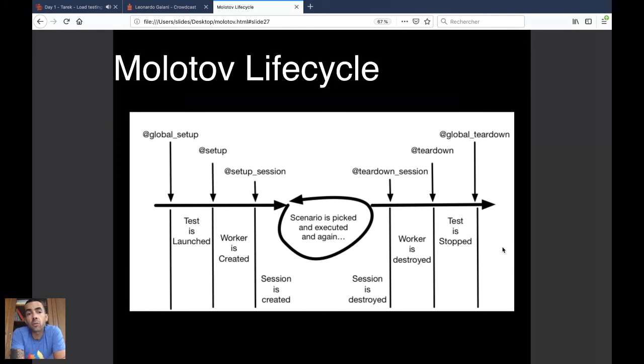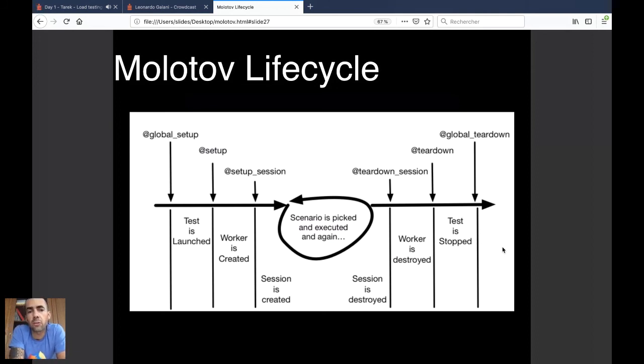So we have a bunch of other decorators in Molotov. This is a little lifecycle chart. Before the test is launched, you can use global setup. When one worker, one coroutine, is created, you can use the setup and the setup session when the session is created, and then the coroutine is going to pick a scenario every time, and when it's finished, pick another one and do it over and over again until the test is finished.